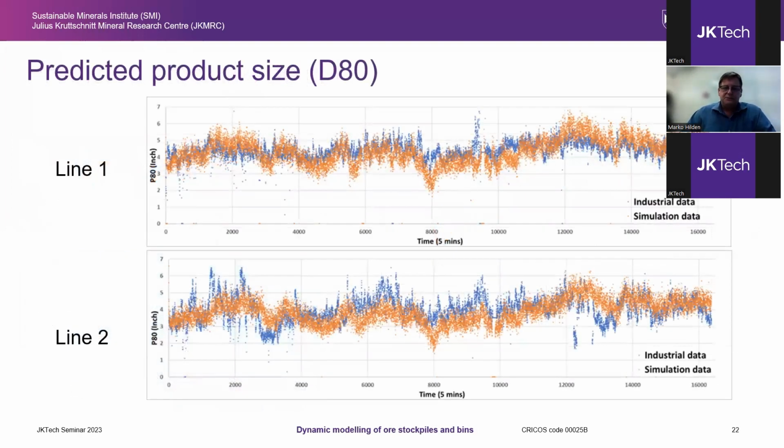The model also does a reasonable job of predicting the product size on each of the lines. Looking at these plots, line 1 is coarser than line 2 for both the measured and simulated data. There's a lot more variability in both the measured D80 size and the simulated result as well. Because these points represent the output every 5 minutes, realistically we need to average over a longer time scale, say an hour or so.